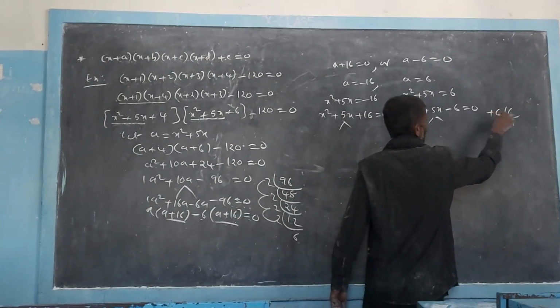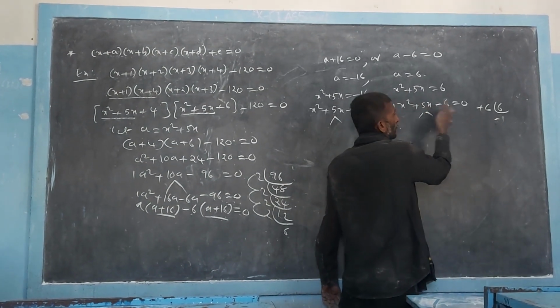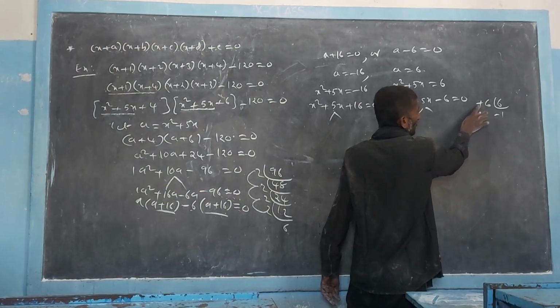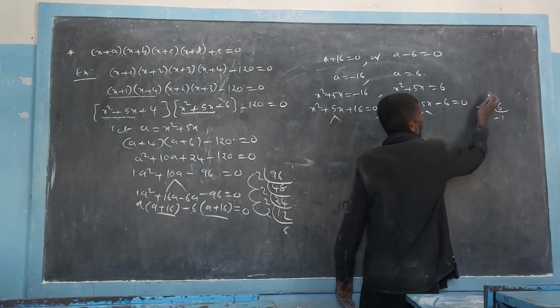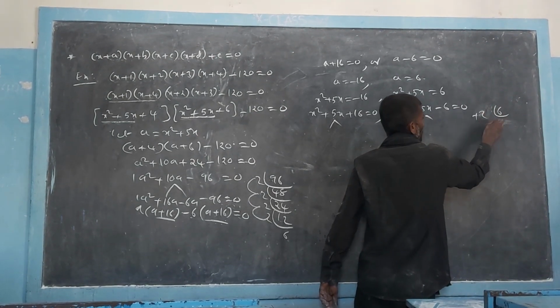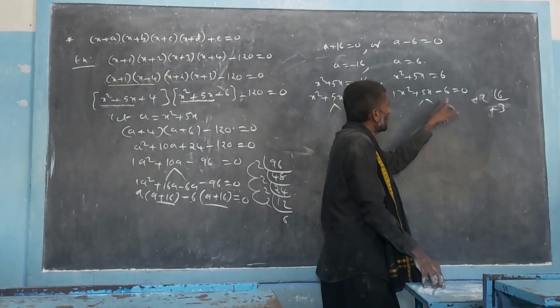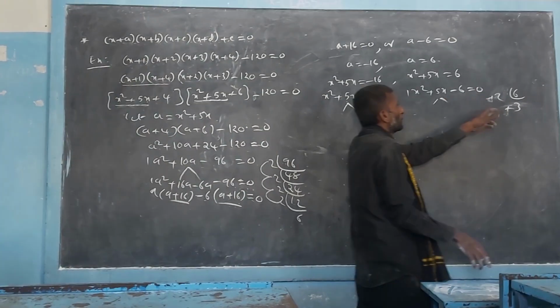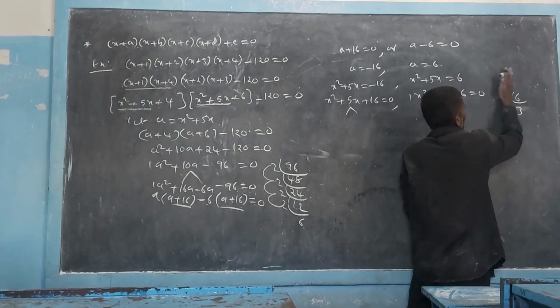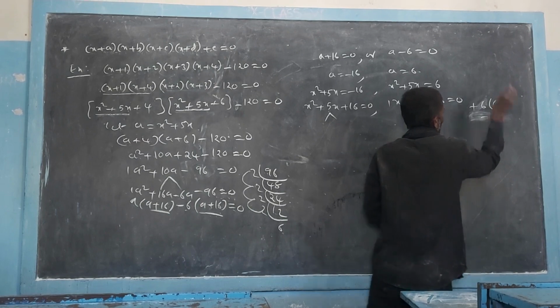If I take plus 6 and minus 1, then the sum is plus 5 and the product is minus 6. If you take 2 and 3, the sum will come as plus 5, but what is the product here? Plus 6, but it should be minus 6. So 2 and 3 are not suitable factors. You will take 6 and minus 1.